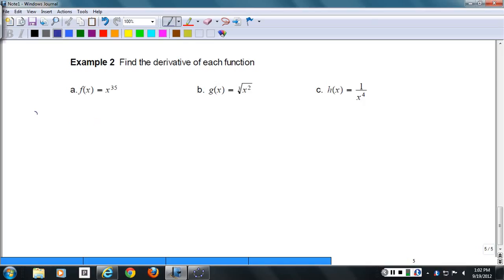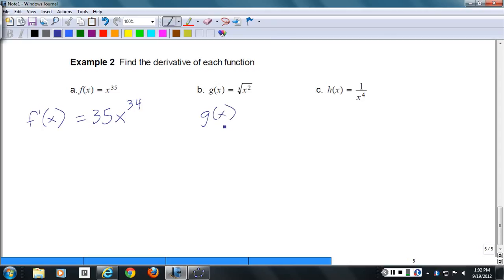But if we want f prime of x, it's going to be 35 x to the 34th. So the 35 comes out in front, and then we reduce the exponent by 1.